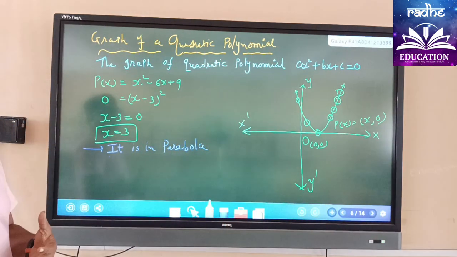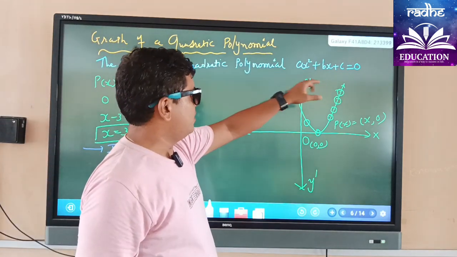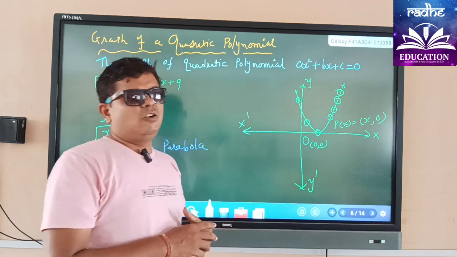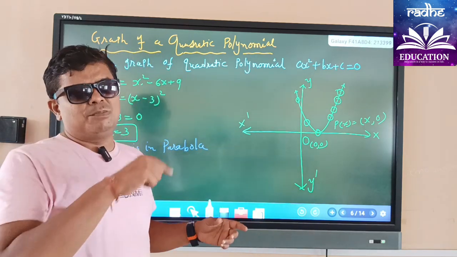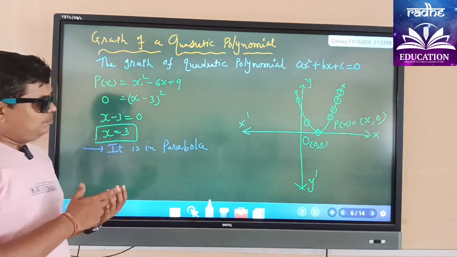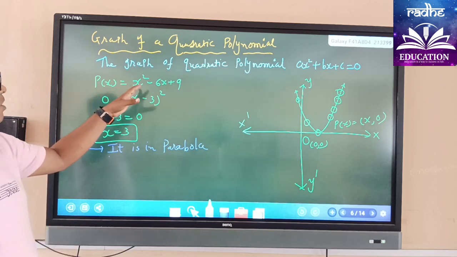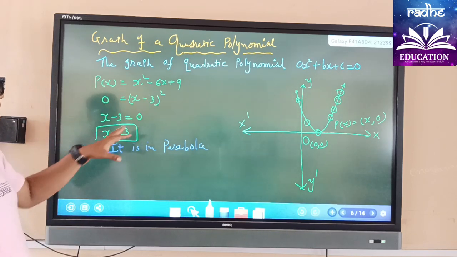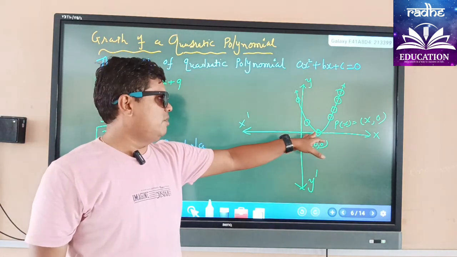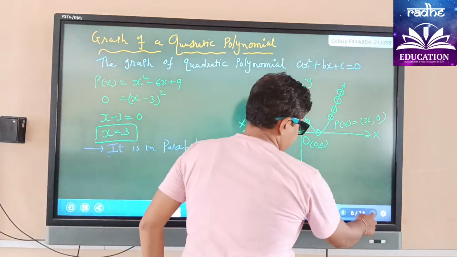Graph of a quadratic polynomial. The graph of a quadratic polynomial ax squared plus bx plus c is in parabola form. When we throw a stone in the air, it forms a parabolic structure, and in that way we can find the position and location of an object. Take p(x) equals x squared minus 6x plus 9. We get the solution x equals 3. So here one solution is possible, when it intersects the x-axis, and it is in parabolic form.